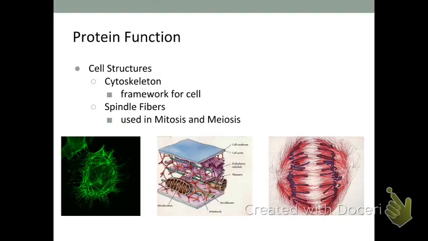It also works as a transport network, like highways that run throughout the cell. And then you have these spindle fibers. You guys remember mitosis and meiosis from middle school? The spindle fibers move the chromosomes around in the cell. That's what pulls them apart during cell division. So that's a structure that provides a specific function in the cell. But you have other structural proteins too. Your hair is made out of protein. So are your fingernails. So there are proteins that just provide certain structural components.